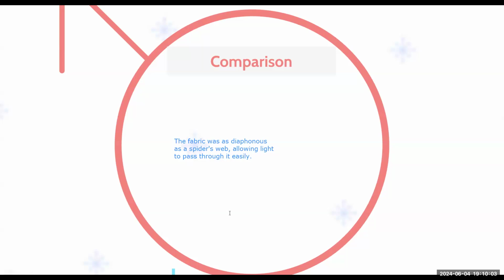And by using the phrase as, it was as diaphanous as a spider's web, right? And that means very light, delicate, and transparent or translucent. Okay, and we know that for sure because the rest of the sentence gives us more clues about it, right? Allowing light to pass through it easily. You see it? Do you see what I'm talking about? Okay, good.